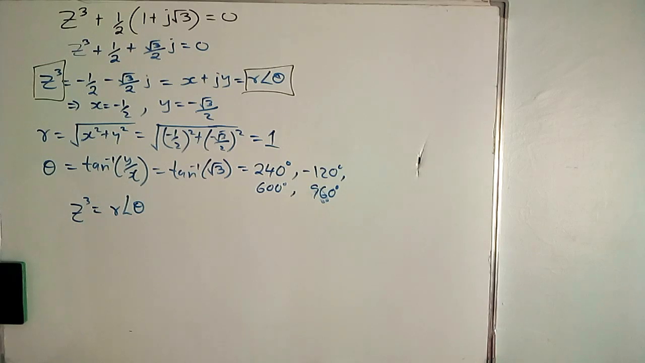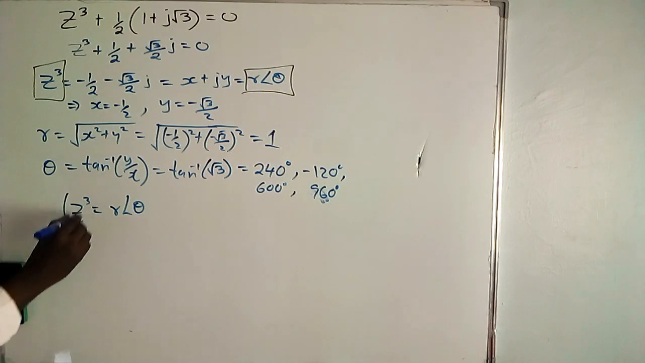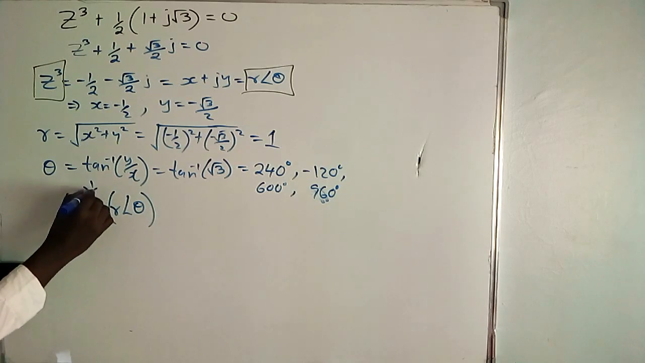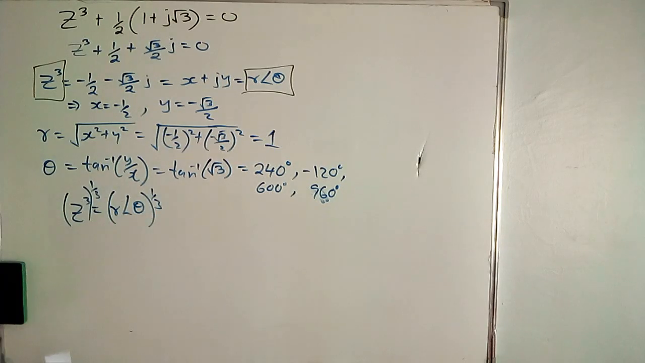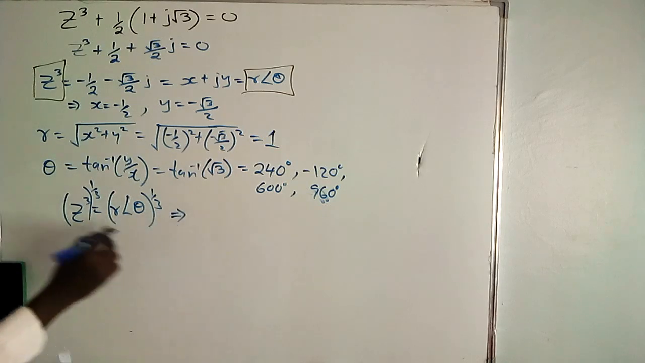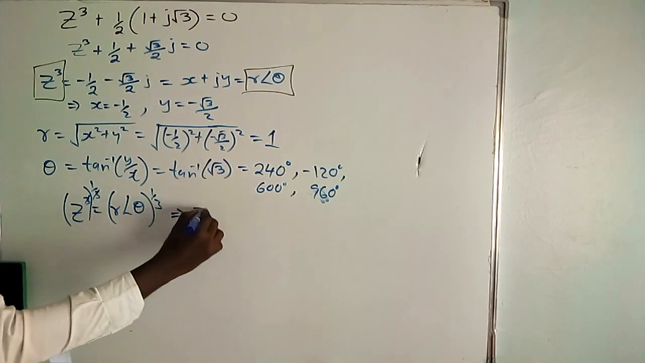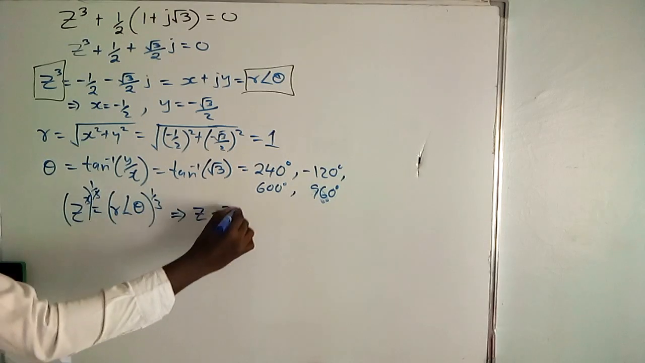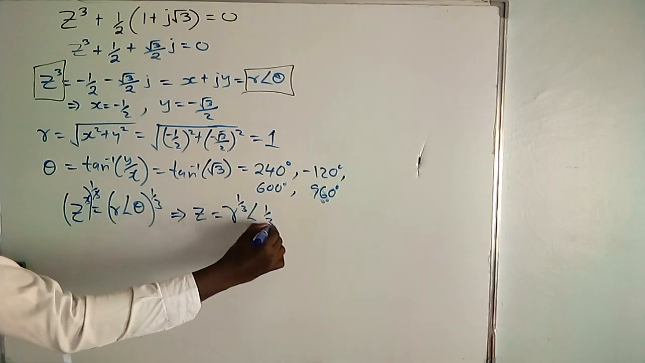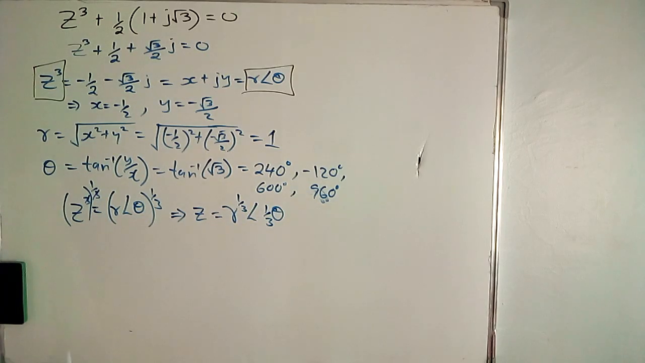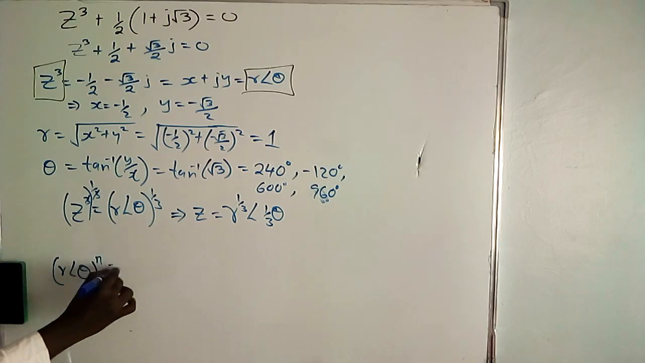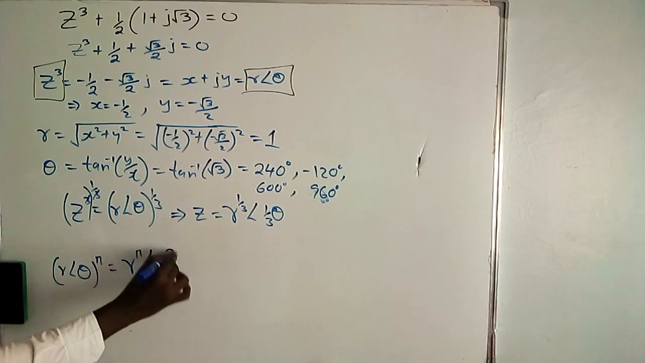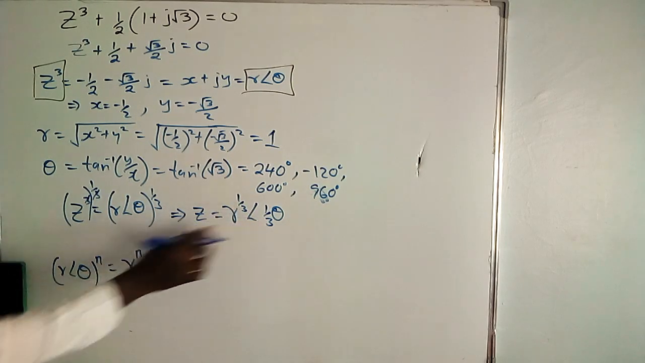So can we now solve for z? We have z cubed is equal to r angle theta. So to get z, you raise both sides of the equation to the power of a third to get rid of the cube, isn't it? So this side will remain with z. Then r raised to the power a third, then angle a third theta, because if you have r angle theta raised to power n, then it is r raised to power n, n theta, where theta is the argument and r is the modulus, isn't it? Are we together?